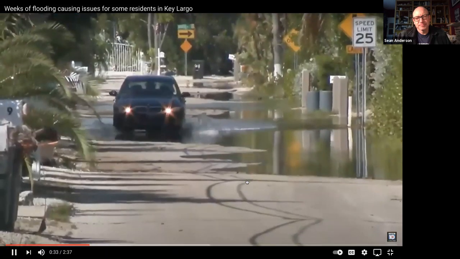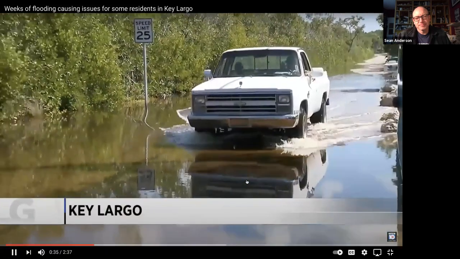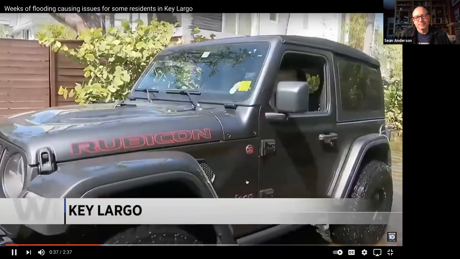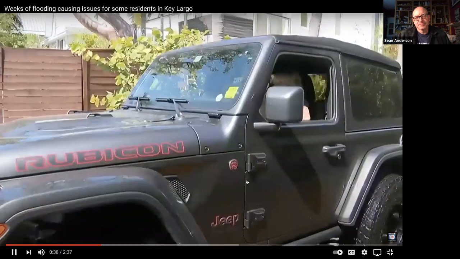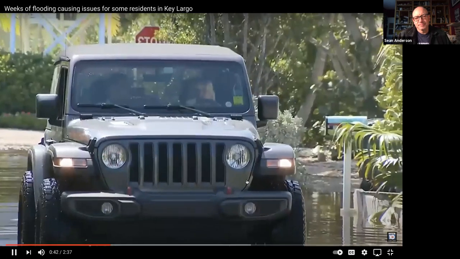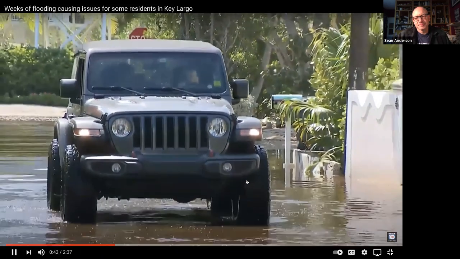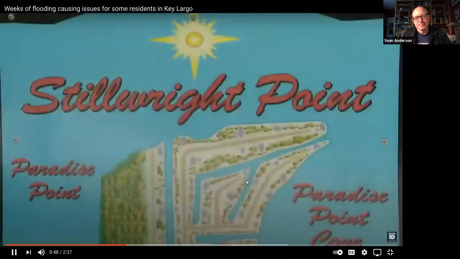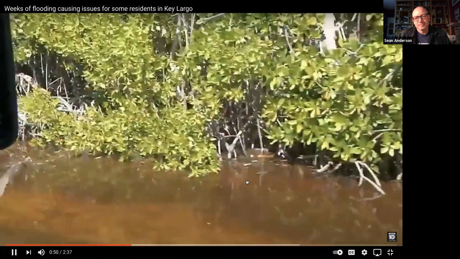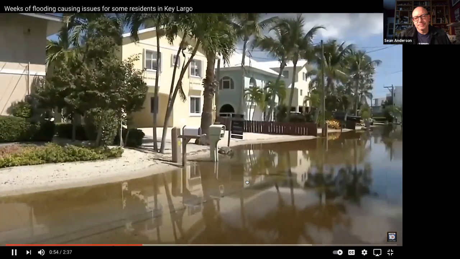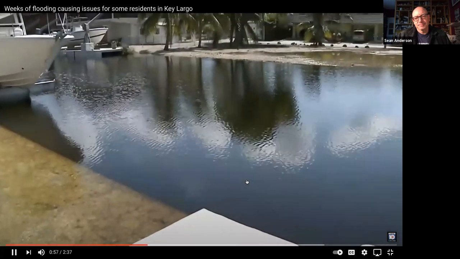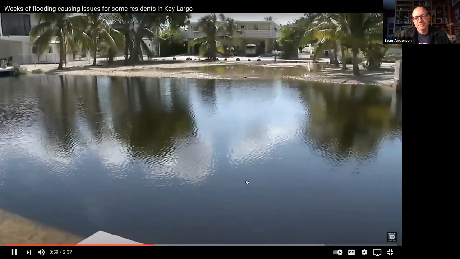It is fall in Key Largo, months where residents expect flooding, but not for this long. Today is day 45. This is the new normal, it seems. So 45 days, I can't imagine. No. Emily Stewart gives us a tour of the Still Right Point subdivision. This is probably one of the deepest parts of the flooding. There's about 215 homes here. It is surrounded by canals between US 1 and the Florida Bay. That's become the way of life that all of us feel like we're hostaged in here.